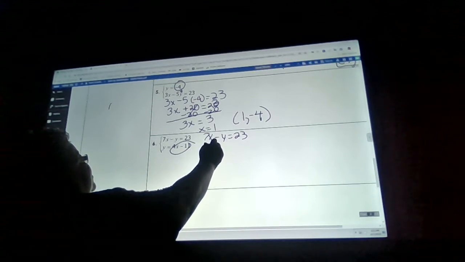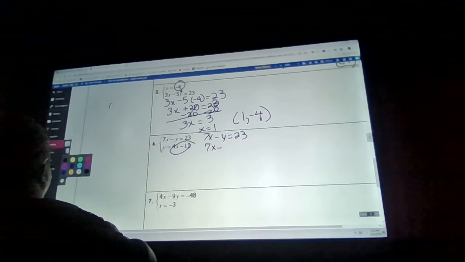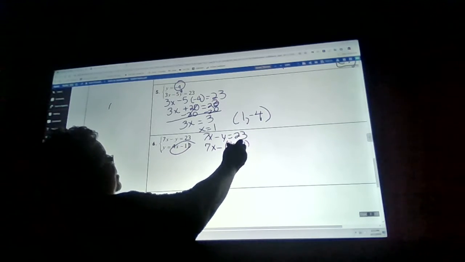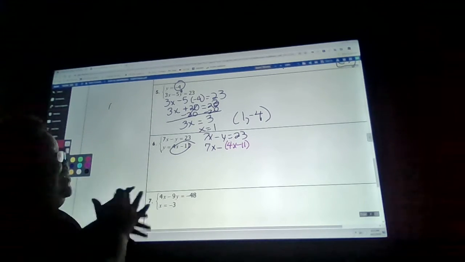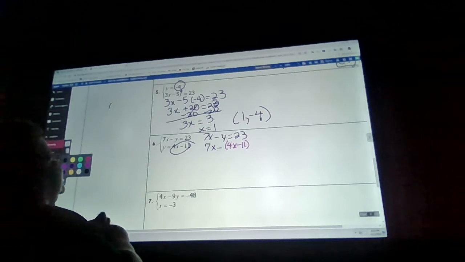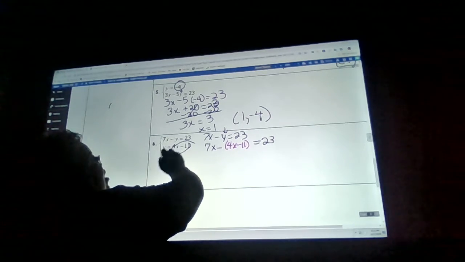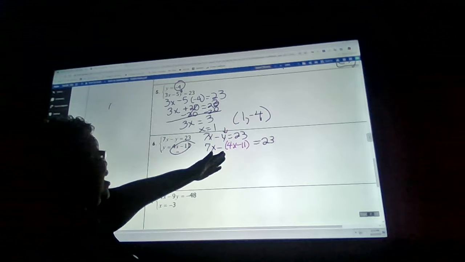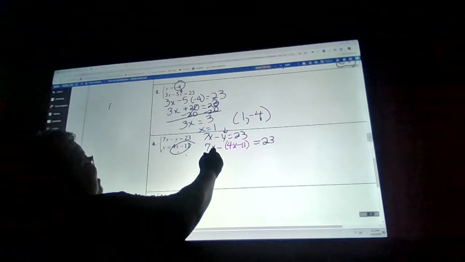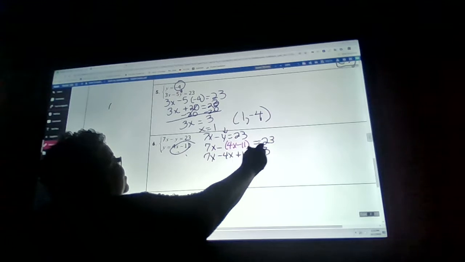So I said I have 7x minus y. And y is, I'm going to change colors, 4x minus 11. See what I did there? I put it in parentheses because really I'm going to end up multiplying by a negative 1. And then that is equal to 23. So right there where I had that y, I put that whole phrase in there. And since it's minus y, it's minus this entire phrase. Okay? All right, so let's go ahead and simplify: 7x minus 4x plus 11 equals 23.